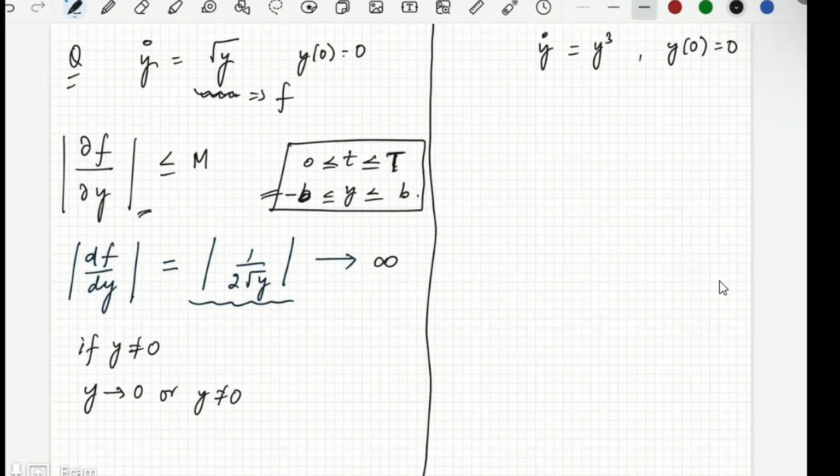Okay, and we are talking about the rectangle minus b to b. So it doesn't satisfy the property of Lipschitzness. So we cannot say that there will be a unique solution for this differential equation. Okay, now what about the second one?